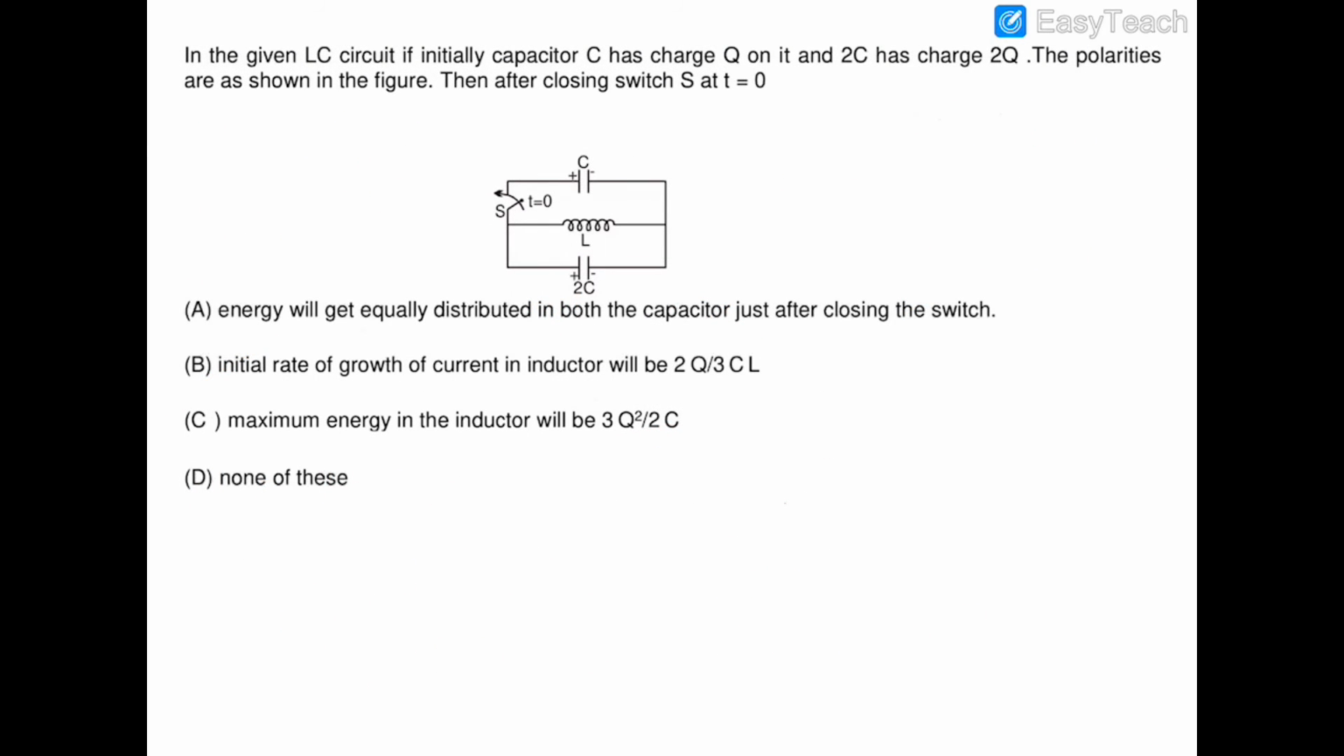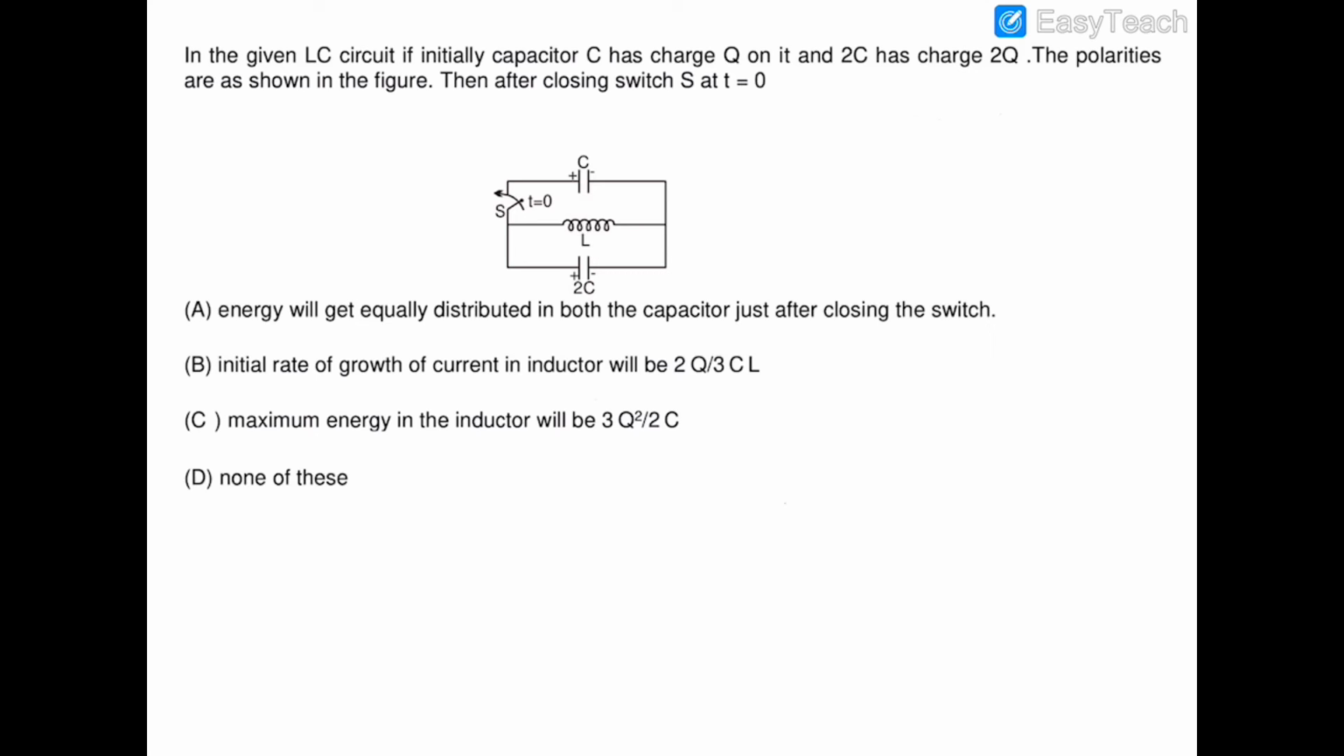In this question, you can see that there are two capacitors which are connected in parallel to this inductor, and the values of initial charge and the value of capacitance are given in the question. So at t is equal to 0, this switch S is being closed, and we have to choose the correct option. Now what should we do in these kinds of questions?